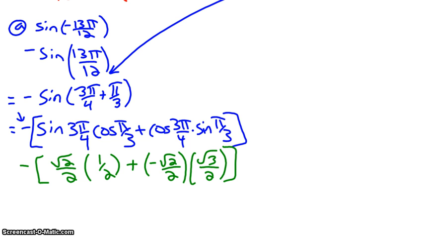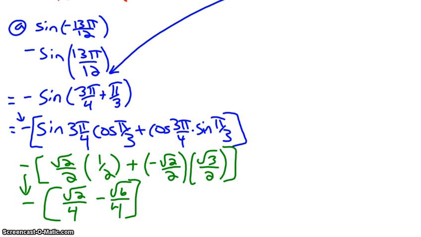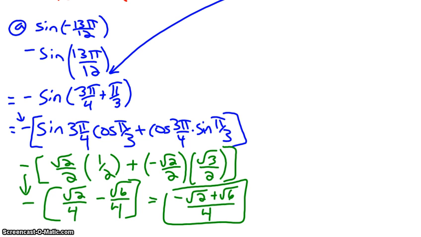It seems to be a common practice here where we get this radical 2 over 4, and in this case it's going to be subtract the radical 6 over 4. This is all again with a subtraction or a negative sign on the outside, which gives me a negative radical 2 plus radical 6 all over 4. That is our answer. You could have it written in a couple other ways, but that's the way I'm most comfortable with.